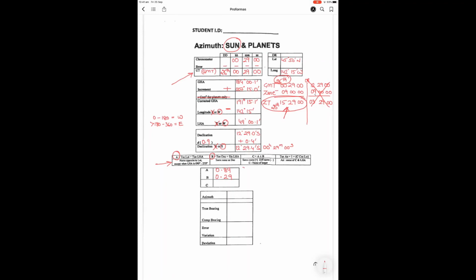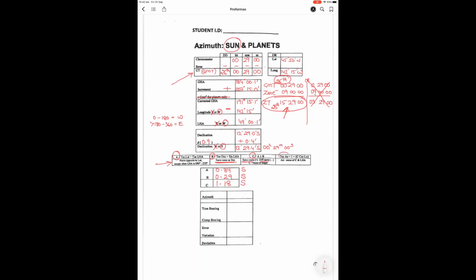So A was named opposite to latitude, so I will name it south, and B is named same as declination, so I will name it south. Then what is the rule of finding C? Same names, add; different names, subtract, and then name of largest. So here they are same names, you will add the two. When you add the two, you get 1.18. And you will name it south because both are south, so you will name C south.